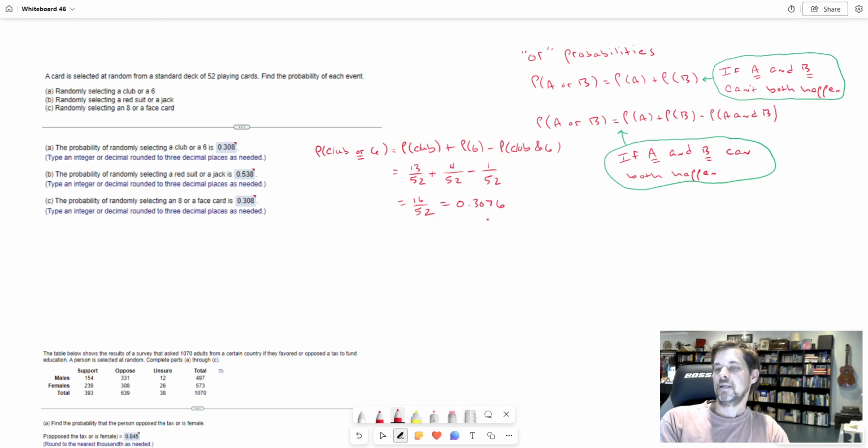0.3076. Now, if I round that to 3 decimal places as requested, I'll get 0.308. Okay, so that's why the correct answer that you see there is 0.308.